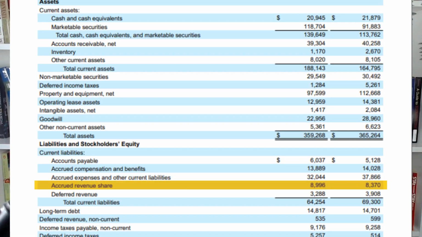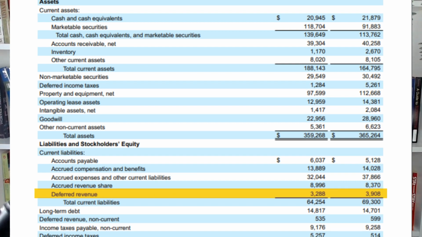The next item is accrued revenue share. You may not see this item for all companies. Accrued revenue share differs from accrued revenue, which appears as an asset on the balance sheet. Alphabet pays its partners a small percentage of revenues. For example, YouTubers may get a small portion of YouTube advertising fees. Until Alphabet pays out this share to its partners, it may record that portion as part of accrued revenue share.